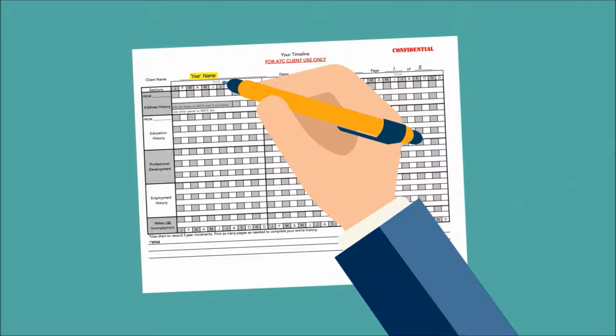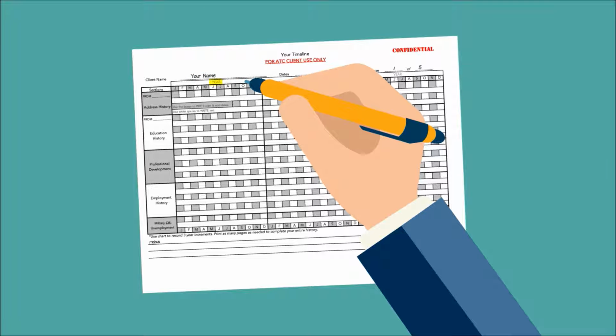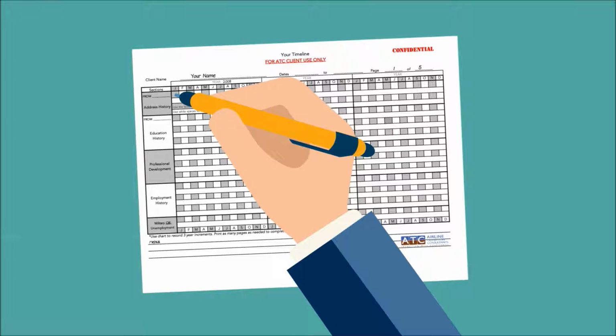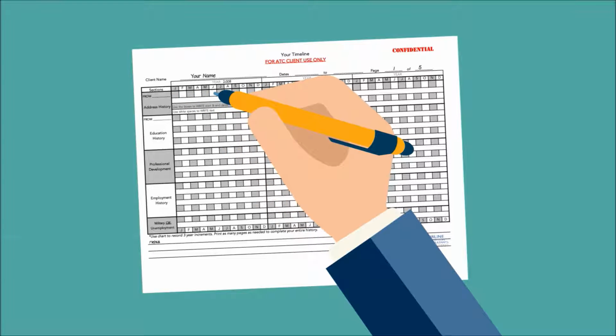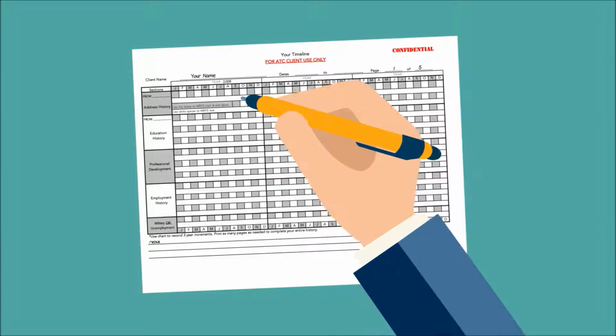Just below the name, you'll see the word year. Write the year you are plotting in that box. The gray and white checkered boxes below represent the months of that year. And the white box below that is a dialog box.